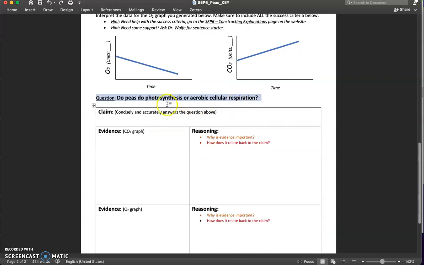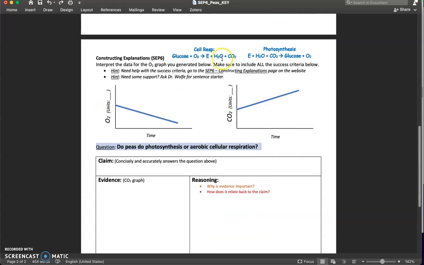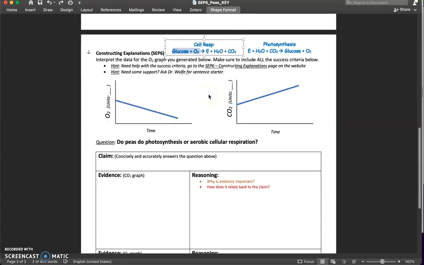So our question is, do the peas that are germinating do photosynthesis or aerobic cell respiration? And I have my two equations here to help me out, right? I know that my products, whatever the process is, I should see those increasing if the process is happening, and my reactants, the ingredients, should be decreasing, getting used up if the process is happening.